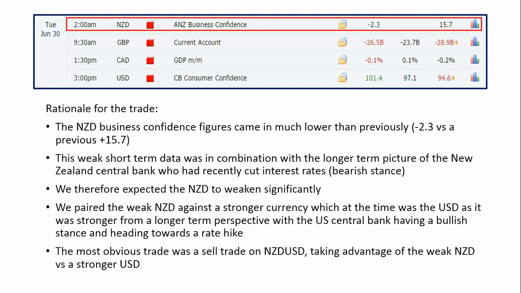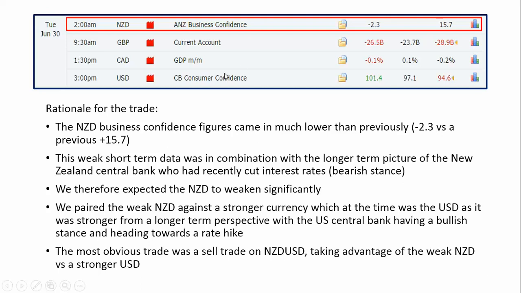So it was an opportunity to sell the Kiwi against a strong currency. Now, why did we pick the US dollar? Well, at the time, the US dollar from a longer term perspective was much stronger than the Kiwi. Why? Well, Kiwi had recently cut interest rates, bad for the local currency, whilst America was starting to head ever closer towards a rate hike, which is good for the local currency.